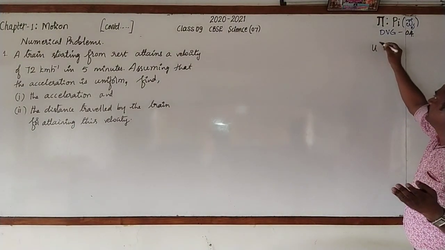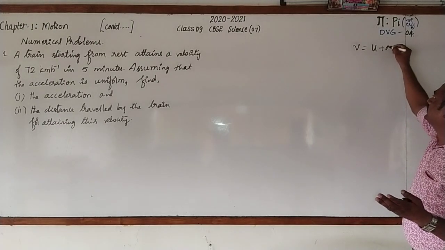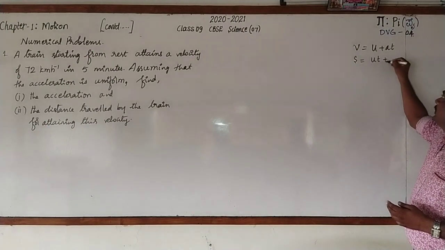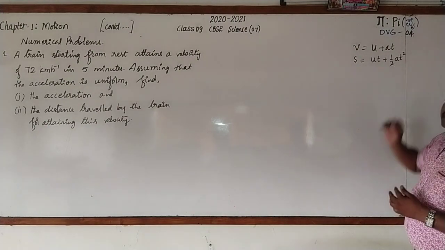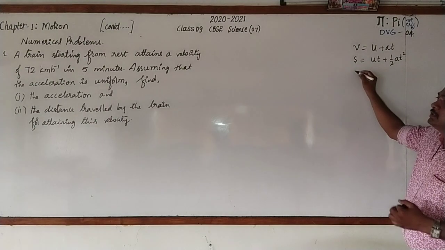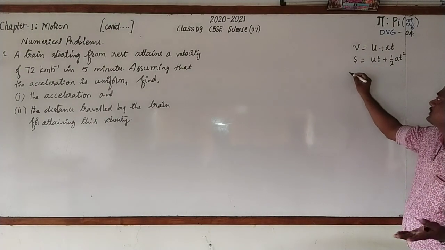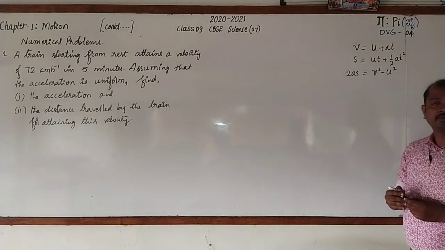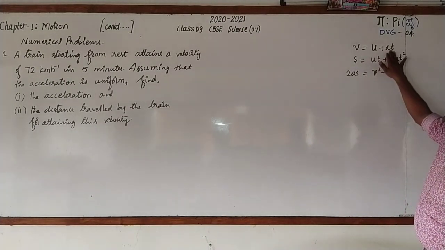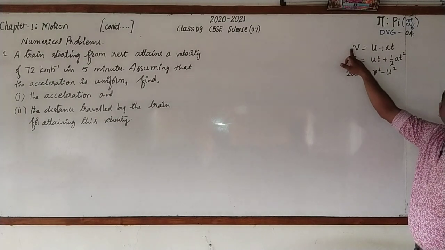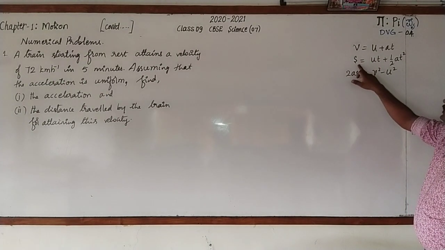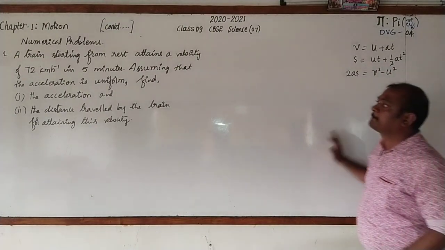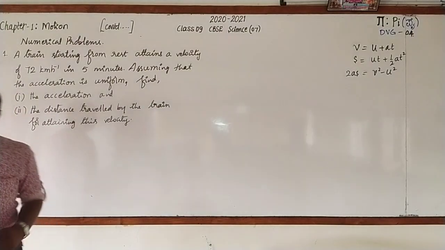First one is V equal to U plus AT. Second one, S equal to UT plus half AT square. Third one, it is V square minus U square equal to 2AS or 2AS equal to V square minus U square. Right? See that in first equation, when you know 3 terms, you can find out 4th one. Here also, 1, 2, 3, you can find out 4th term like this. Just remember them. Go through.